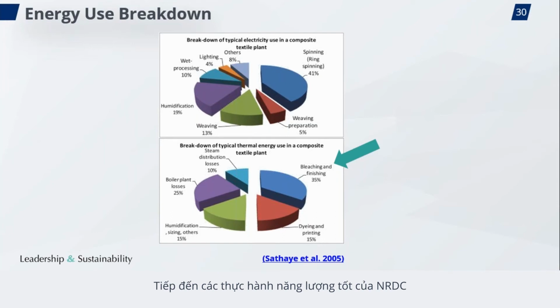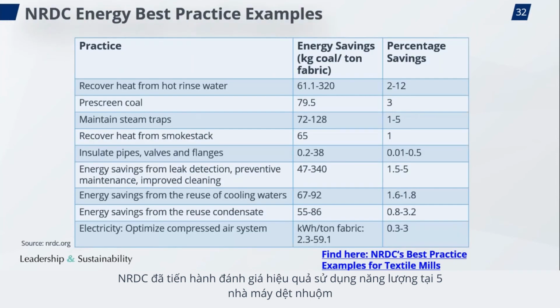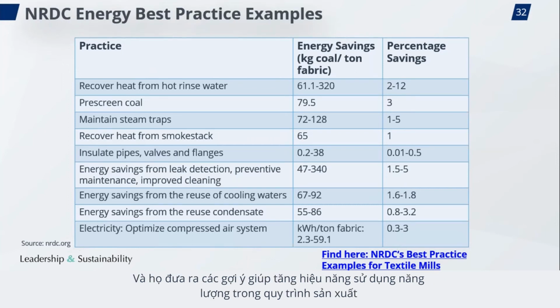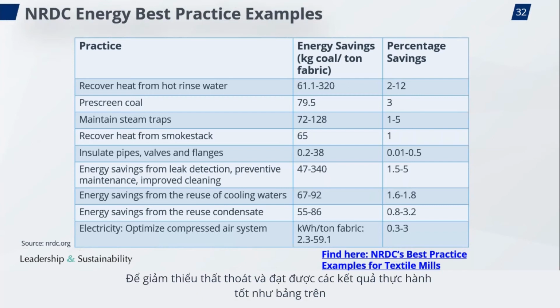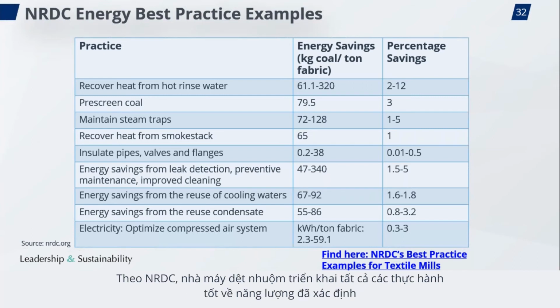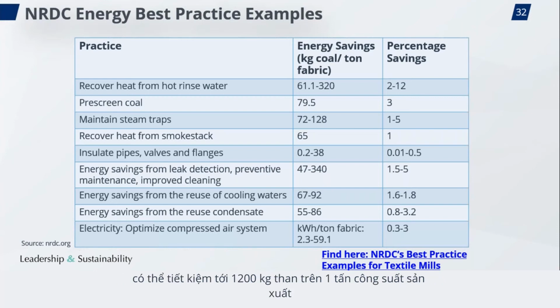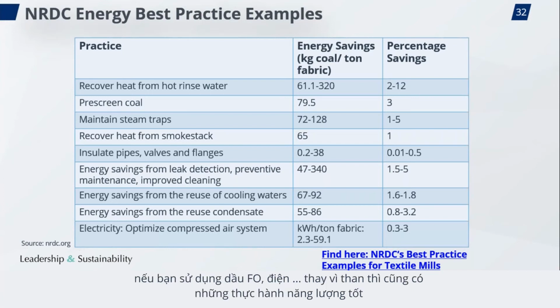And then over to NRDC and some of their best practice examples. The NRDC conducted 5 expert efficiency assessments of real-world manufacturing practices, and they identified incentives that would immediately make typical production processes more efficient and deliver substantial environmental improvement at the same time. To minimize losses and achieve the best practices demonstrated above, specific engineering improvements to factory infrastructure are required. According to NRDC, a mill that implemented all of the recommended energy best practices identified would save up to 1,200 kilograms of coal per ton of production, representing between 11 and 31% of its total fuel use. So if it's not coal you are using, it can be diesel oil or electricity.